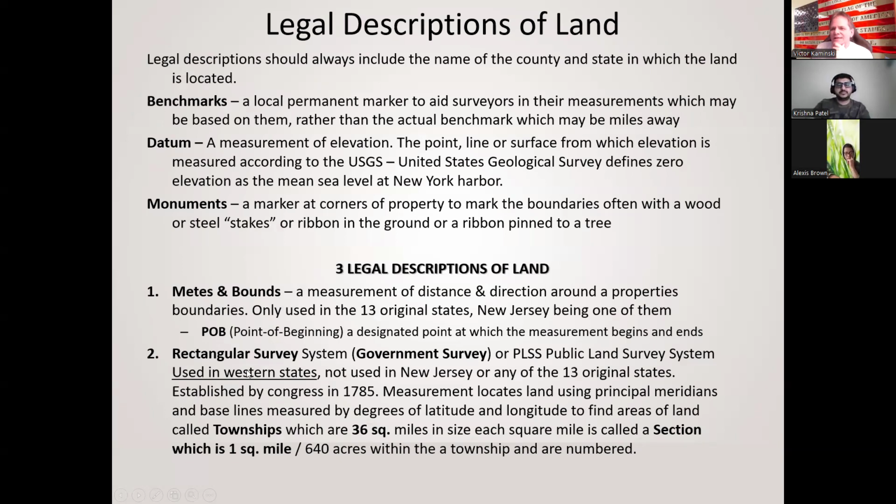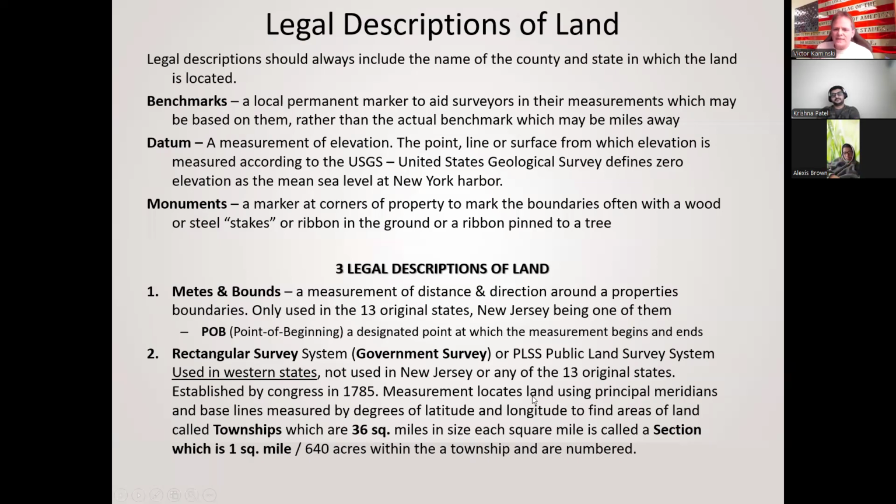Now, the rest of the country that does not use the metes and bounds, everything other than the 13 original states, uses what's known as the rectangular or government survey. Among surveyors, they call it the PLSS, the Public Land Survey System, but on exams, you're not going to see it like that. You're going to see either rectangular or government survey. It's used in Western states, not in New Jersey or any of the 13 original states. It was established by Congress in 1785.